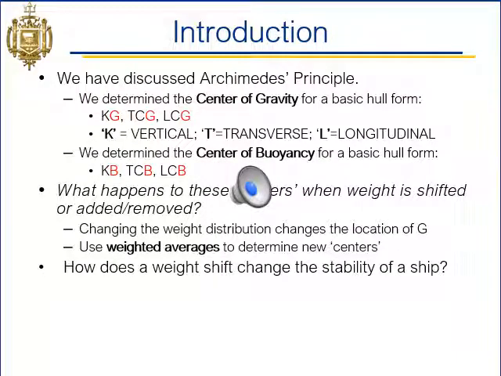So previously we discussed Archimedes' principle, and we've also discussed the location of the center of gravity for a basic hull shape, as well as the center of buoyancy, K being the vertical center of gravity or center of buoyancy as it relates to the keel. So both of those are always either 0 if it's at the keel or positive numbers if it's above the keel. Transverse center of gravity and buoyancy is left and right of the center line of the ship, or port and starboard, and then longitudinal is fore and aft.